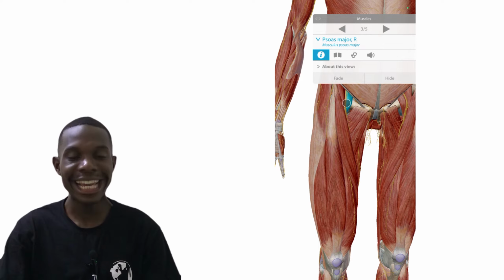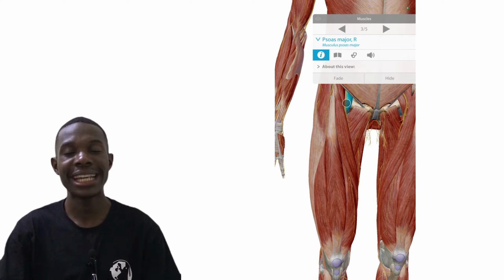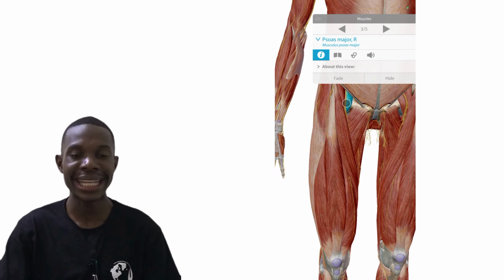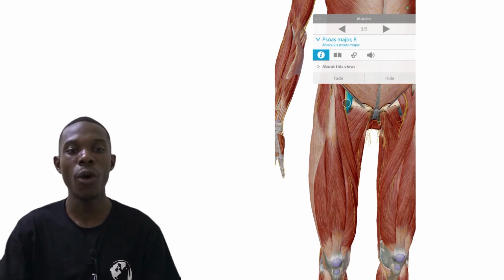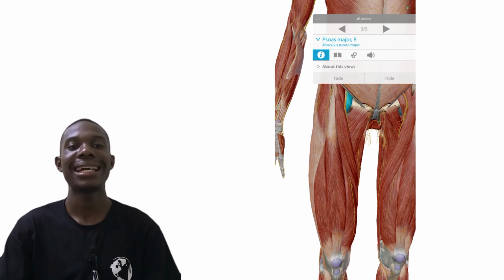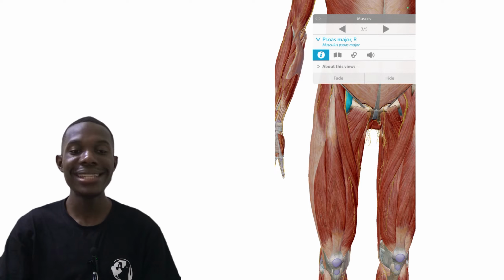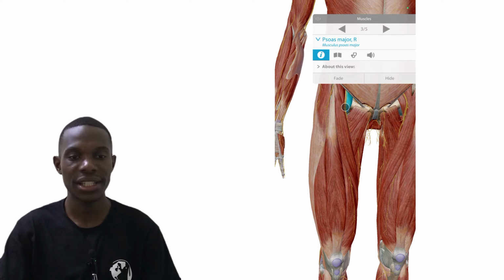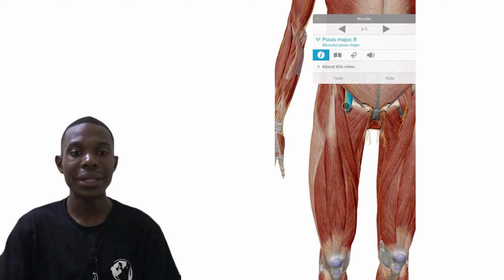Then it's going to descend, and it's also a special muscle in relation to the lumbar plexus. We understand that the lumbar plexus is formed in the substance of what? Of the psoas major. The psoas major is going to descend inferiorly, and then it's going to be attached to the tendon of the iliacus muscle, forming the iliopsoas tendon. This iliopsoas tendon is going to attach to the lesser trochanter of the femur. So this is your iliopsoas muscle.